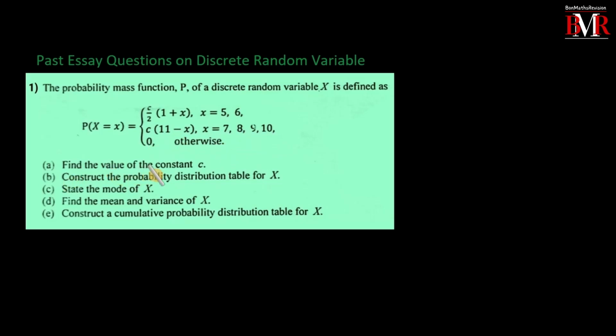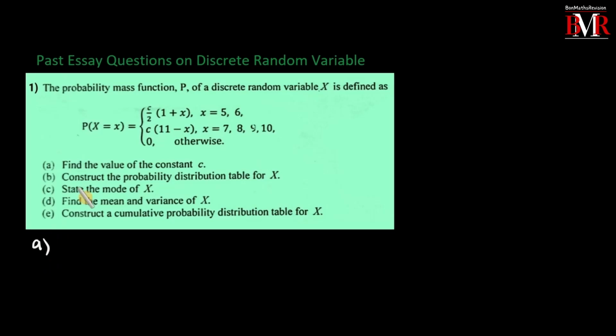A. Find the value of the constant C. B. Construct the probability distribution table for x. C. State the mode of x. D. Find the mean and variance of x. E. Construct a cumulative probability distribution table for x.